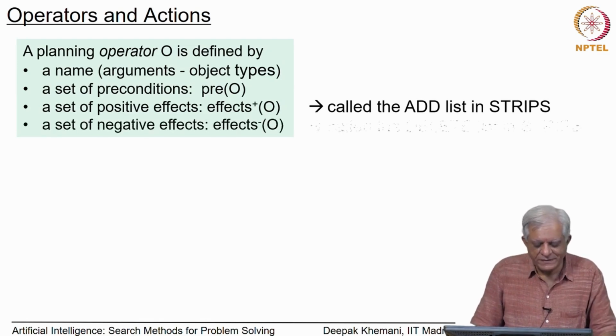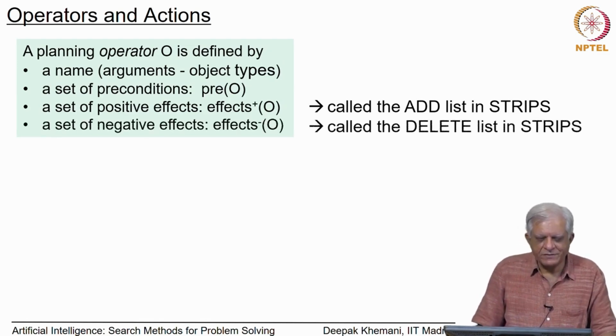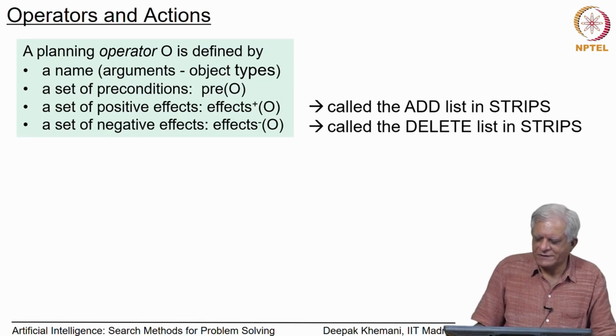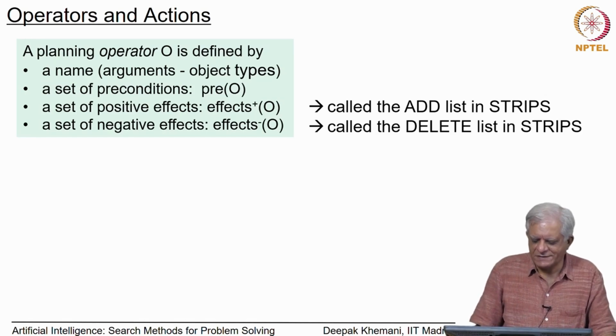Actions also have negative effects, that something which was true will no longer be true. This was called a delete list in STRIPS, and essentially it says that something that was true before the action was executed is no longer true. So, for example, if a block is on the table and you say pick up the block, then it is no longer on the table.